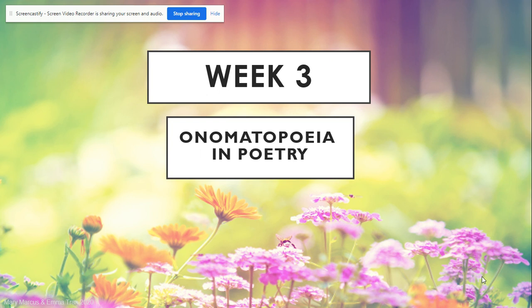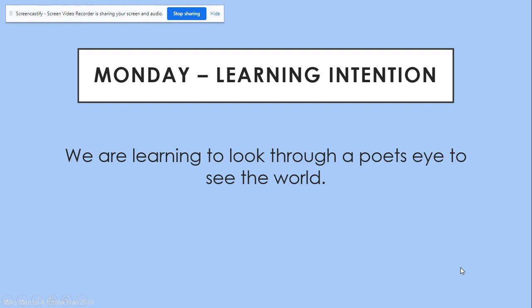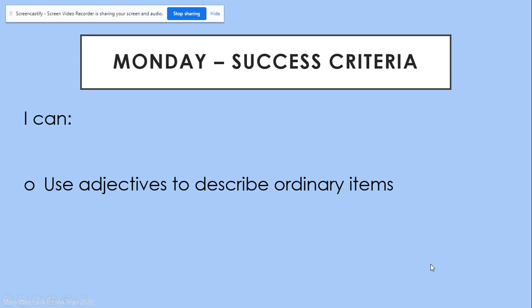Today we're going to look at onomatopoeia. Our learning intention today is that we are learning to look through a poet's eyes to see the world. To be successful today, you have to be able to use adjectives to describe ordinary items.